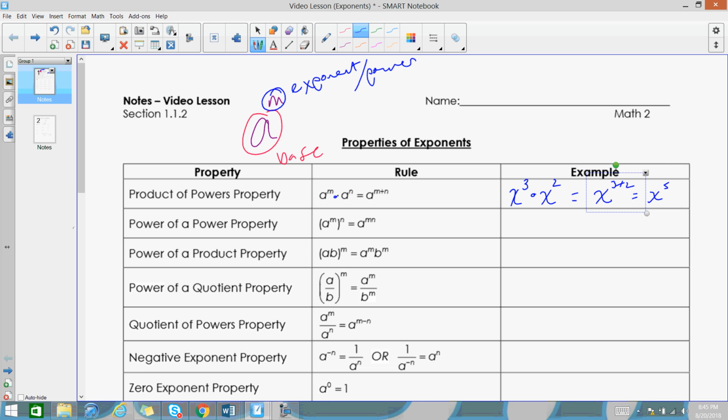Now, do you need to know what that's called? No. Is it helpful? Kinda. But it's understanding that in this case, you're not multiplying the exponents together, you're adding the exponents together. You're just counting how many of that base you have. So the next one, power of a power property.